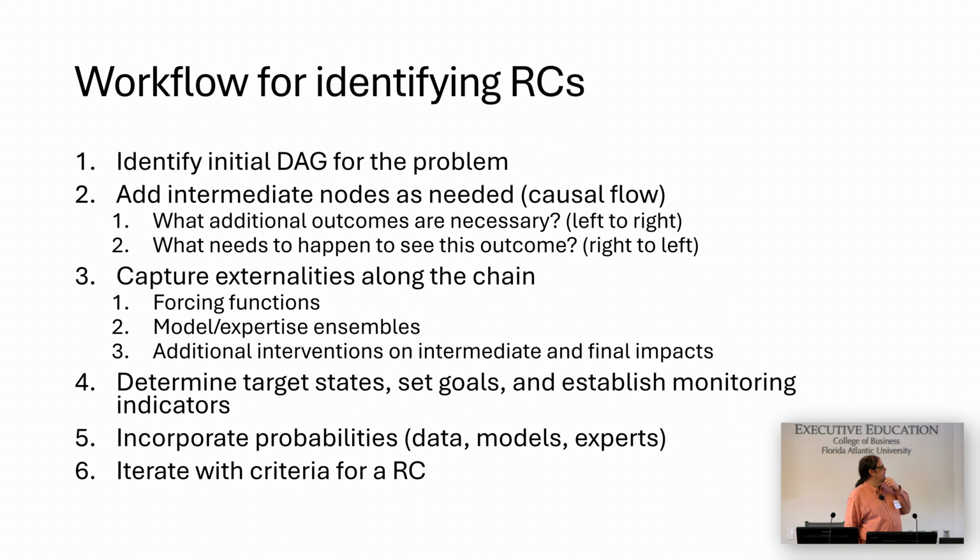So capture externalities along the chain, such as forcing functions, model expertise ensembles, additional interventions on intermediate and final impacts, and then determine target states, set goals, establish monitoring indicators for your node states, and incorporate probabilities such as data, model, and experts that iterate with the criteria for a good result chain that's established in the literature.